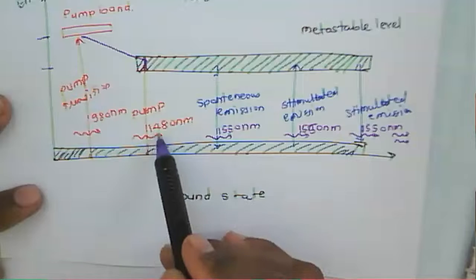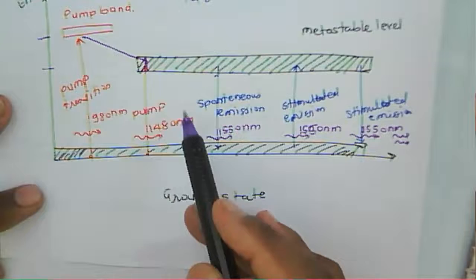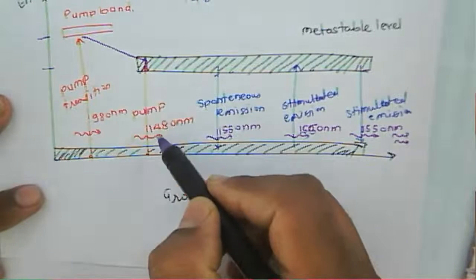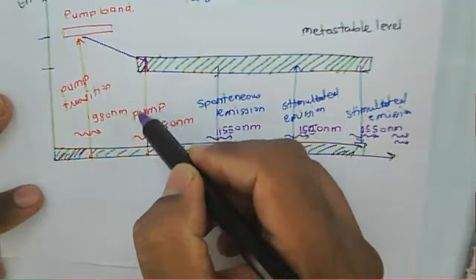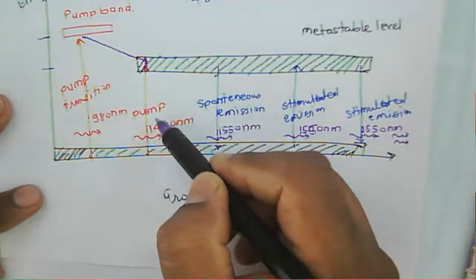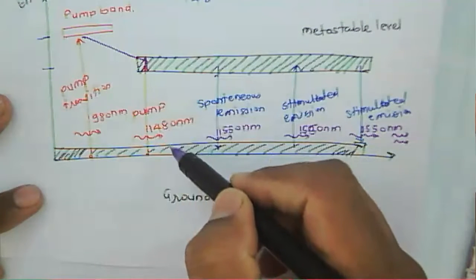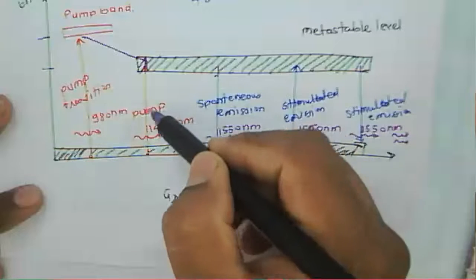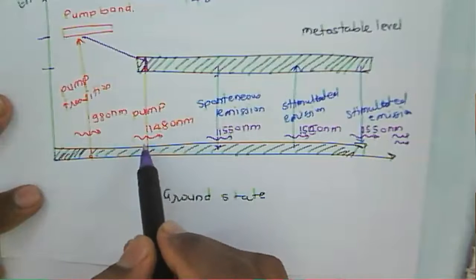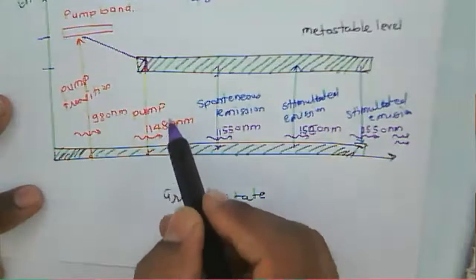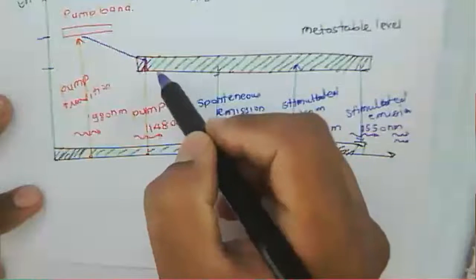Another pump band is about 1480 nanometer. So in this case, what happens at 1480 nanometer? The pump photon at 1480 nanometer is absorbed, and the absorption of that photon excites an electron from the ground state to the metastable state.